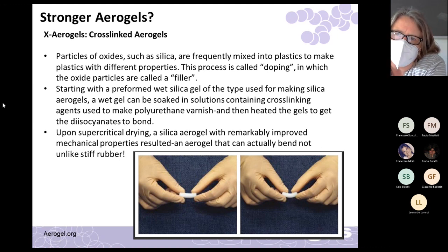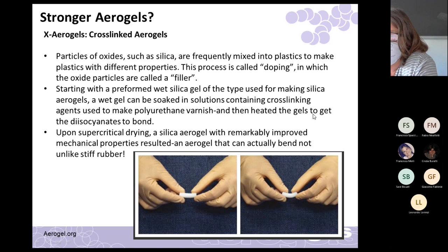So they took a gel, just a wet gel like you would for making a silica aerogel, and they soaked it in solutions containing, I think they used diisocyanates to cause some cross-linking. These are materials used to make varnish. And then they heated the gels to get these things to bond.